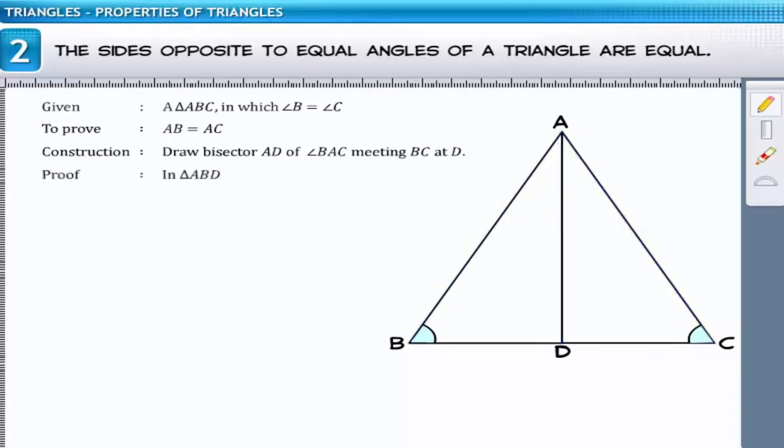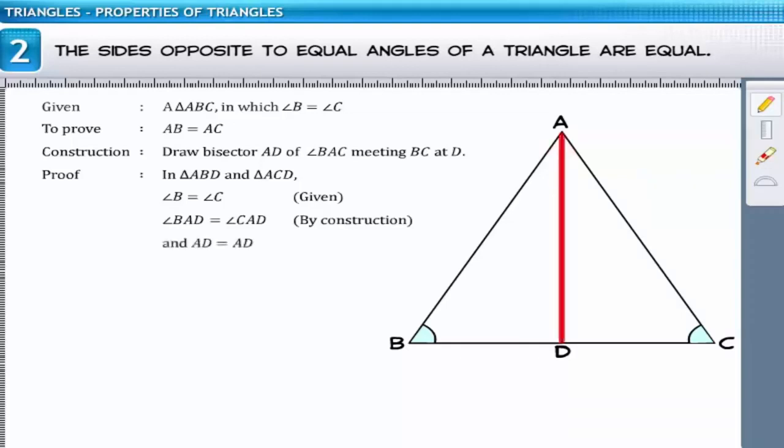In triangle ABD and triangle ACD, we are given that angle B is equal to angle C. Angle BAD is equal to angle CAD, since AD is the bisector of angle A, and side AD is common to both the triangles.